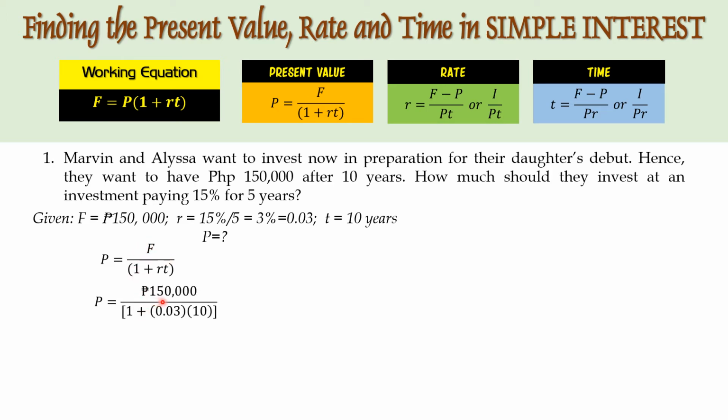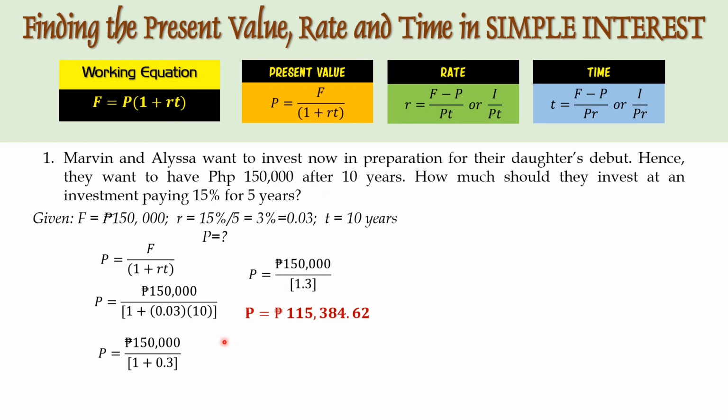Future, 150,000 pesos. And the rate, that is 0.03. The time is 10. Multiply the 0.03 times 10. That is 0.3. Add the 1. That is 1.3. Then by division, 150,000 pesos divided by 1.3. That is equal to 115,384 pesos and 62 centavos. So ito yung halagang kailangang i-invest ni Marvin and Eliza to acquire 150,000 pesos after 10 years.